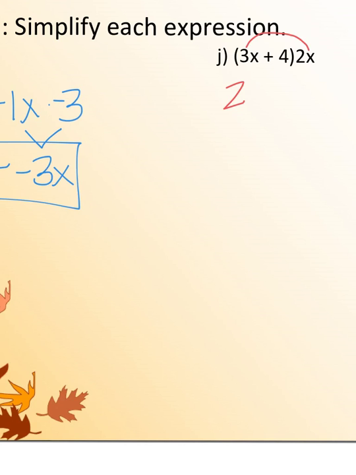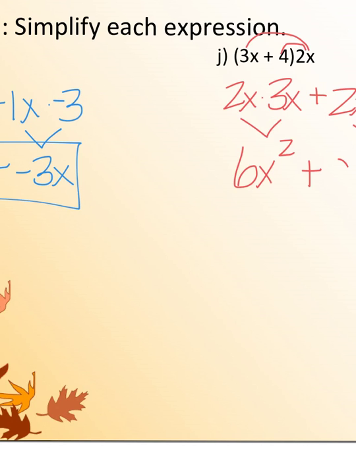So we're going to do 2x times 3x plus 2x, hopping to that other part, times 4. 2x times 3x, bells and whistles. Make sure you multiply those numbers and make it be an x squared. Plus 2x times 4. I didn't say x times x, so it's just 8x on this one. There's your answer.